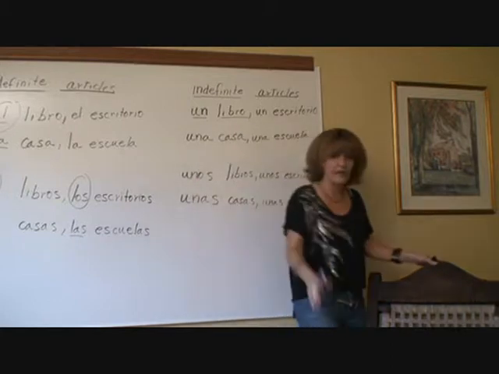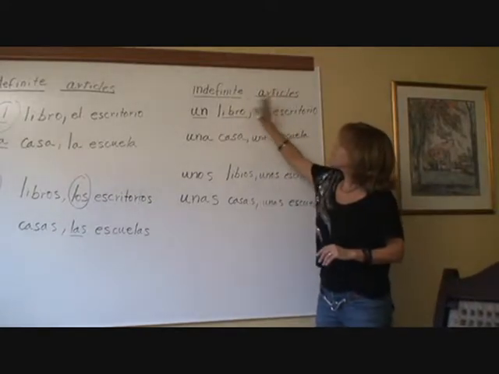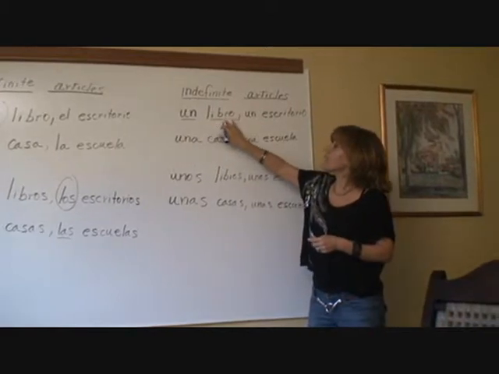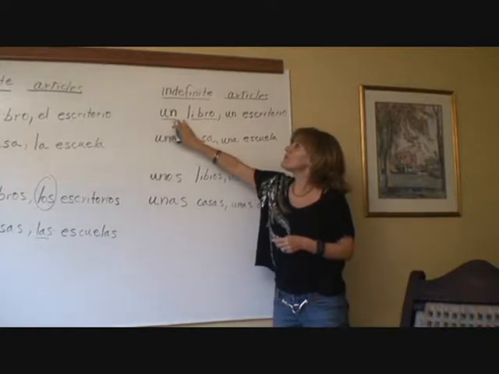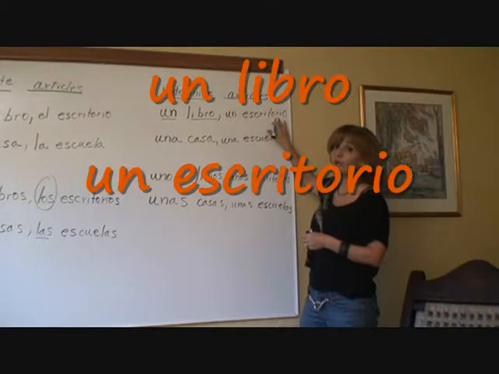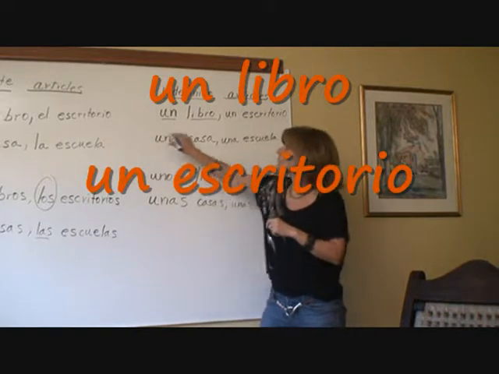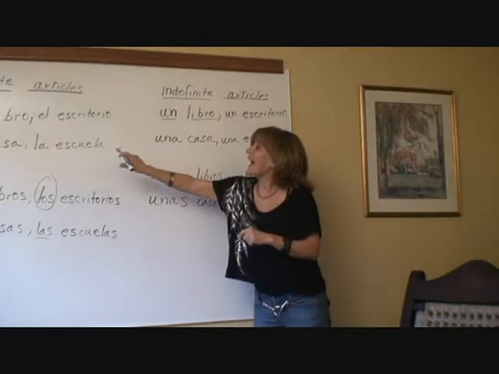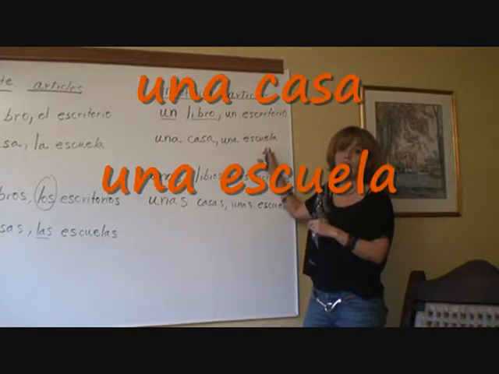In Spanish, let's move over here. Move my mecedora. Indefinite articles in Spanish, un and una. Libro, we said was masculine, so the un also needs to be masculine. Un libro, un escritorio. Remember we said el libro, el escritorio. Following the same nouns, un libro, un escritorio. La casa, la escuela. Una casa, una escuela.